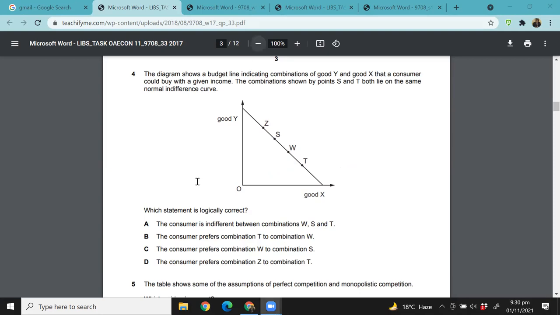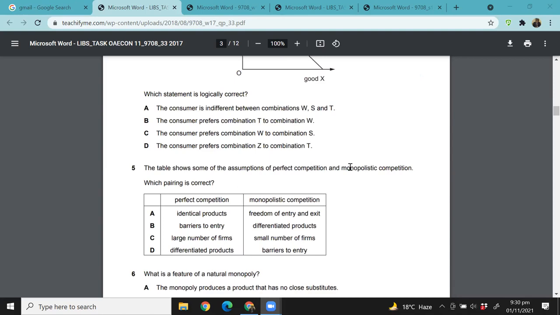The next question says, the table shows some of the assumptions of perfect competition and monopolistic competition. Which pairing is correct? What are the assumptions? Identical products, freedom of entry. Barriers to entry, differentiated products. Large number of firms, small number of firms. Differentiated products, barriers to entry, right? Read it again. Which combination is showing you the correct pairing?